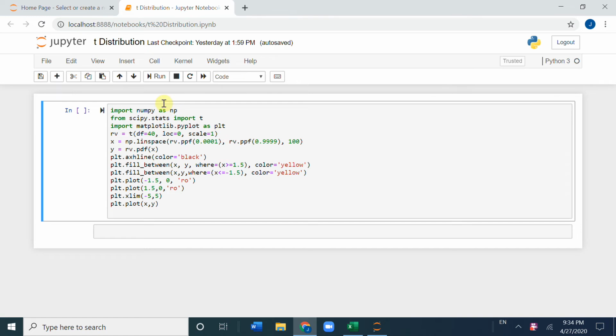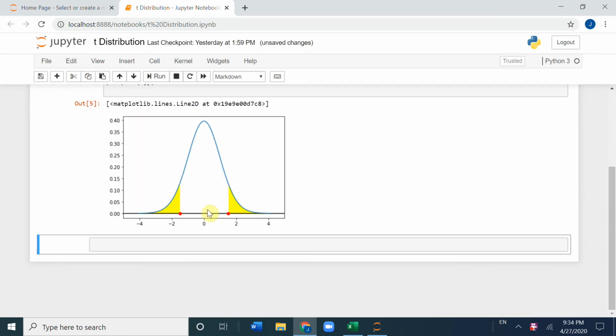Here, we run the Python code for the t-distribution. You see, this middle part is the confidence level. It's 1 minus alpha, so the total area is 1. So both tails together are alpha. So half alpha here, and half alpha on the right side tail.